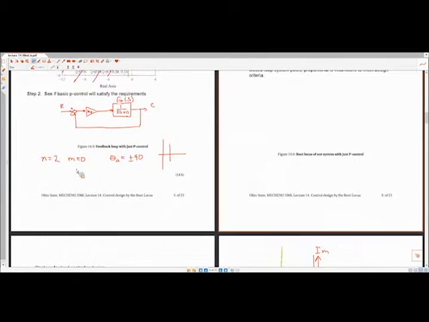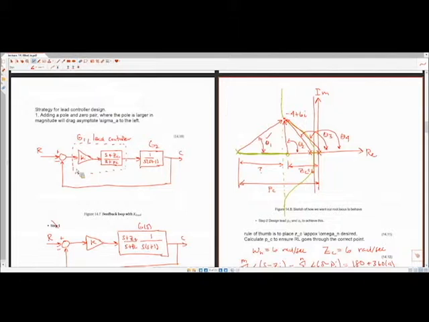The strategy we're using here is a lead controller, which is a standard type of controller. It has the form shown in the upper left here. What this is effectively doing is bending the root locus plot. This red line here is the previous root locus, and this is what we want.